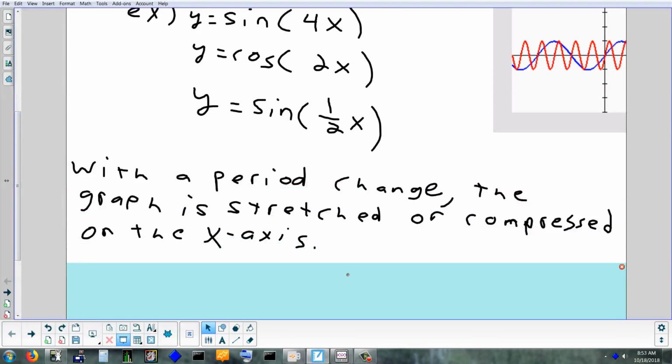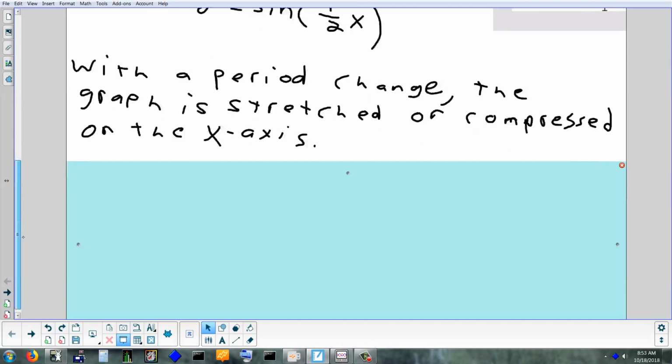So all the graphs today we're looking at are either going to be stretched or compressed. You've already seen that along the x-axis. So this is the last transformation. We stretched and compressed on the y-axis. That was an amplitude change. We're stretching and compressing on the x-axis. It's a period change. We've shifted left and right. That was a phase shift. And now we've shifted up and down. That's a vertical shift. So now we've done every transformation that we can do.